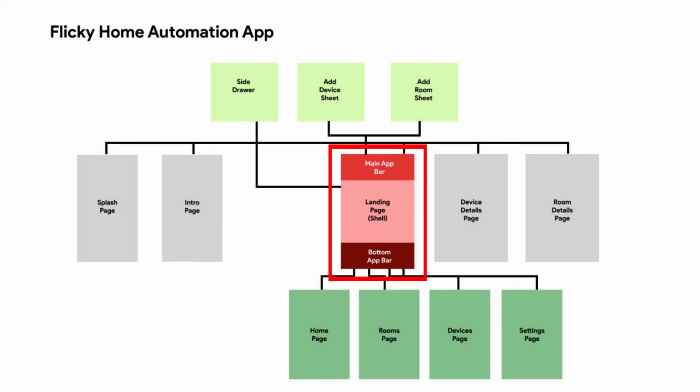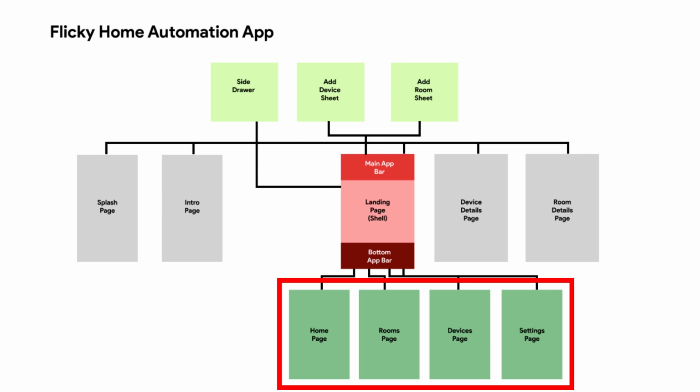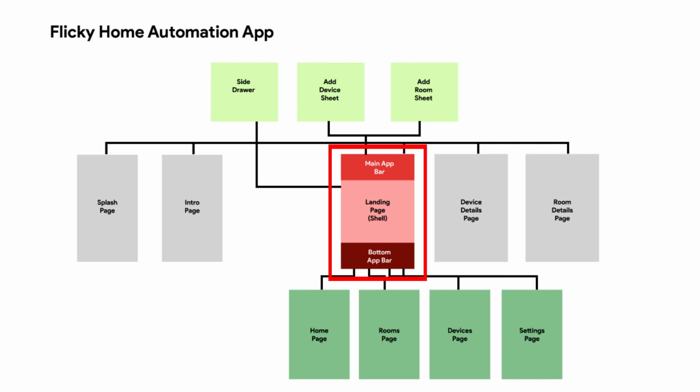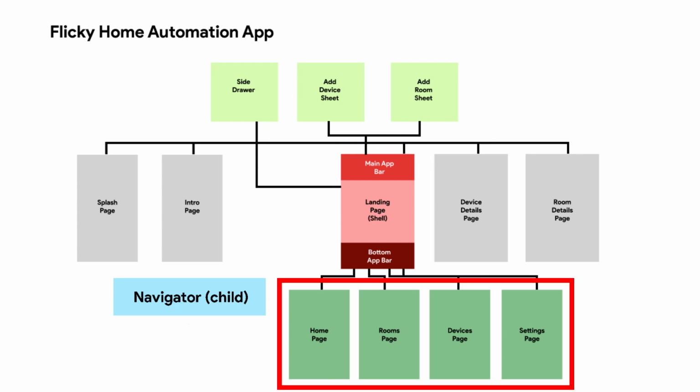We'll be fleshing out the landing page, which will serve as the UI shell page around any of the matching routes for our home, rooms, devices, and settings page. When a shell route is added to the list of routes on GoRouter, a new navigator is used to display any matching subroutes instead of placing them on the root navigator.